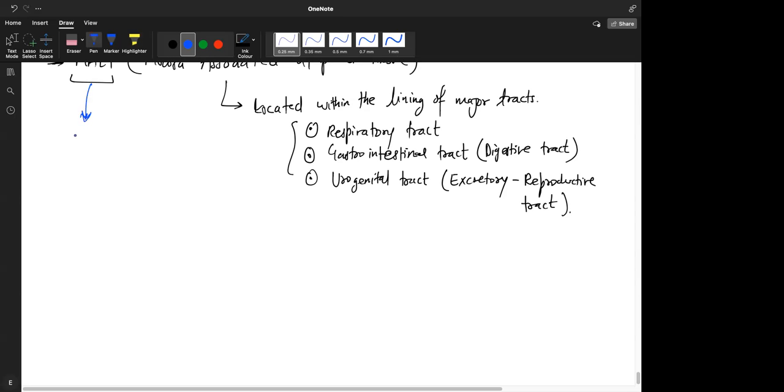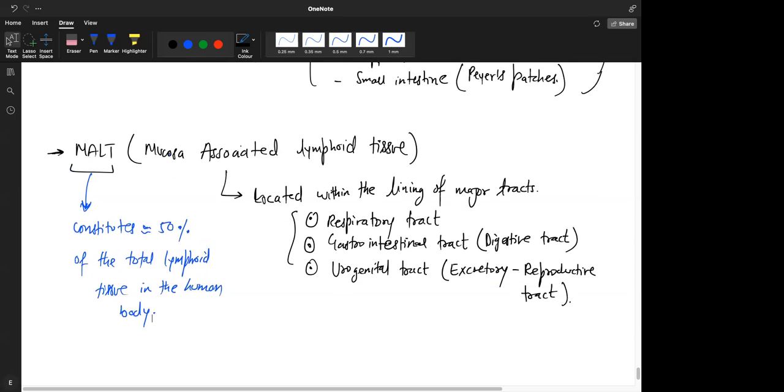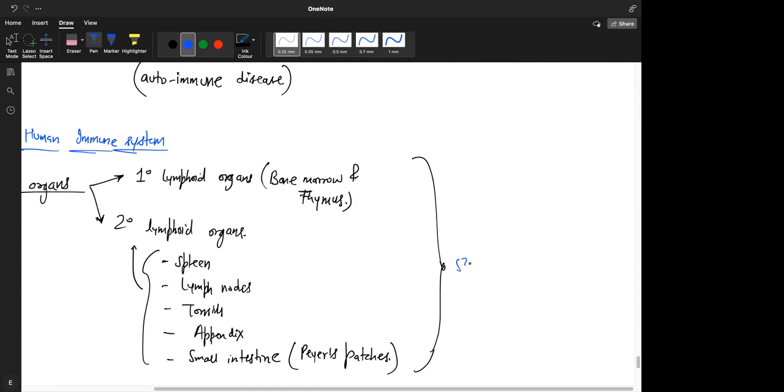And this MALT, write down, constitutes around 50% of the total lymphoid tissue in the human body. But because it is not located in any one given organ, we do not treat it as an organ. It is scattered through many tracts. But 50% of the total lymphoid tissue in the human comes from MALT. The rest 50% comes from the primary and secondary lymphoid tissues. Okay.